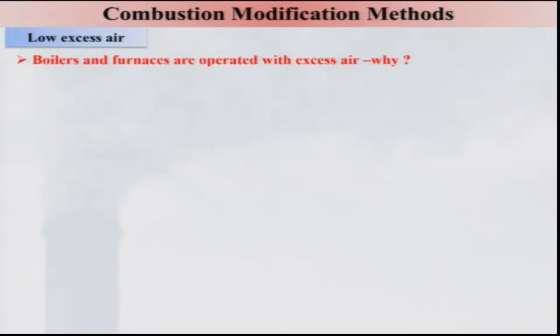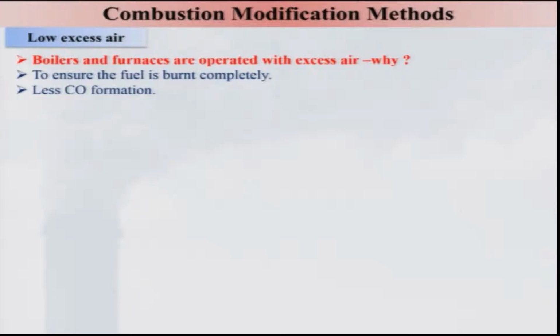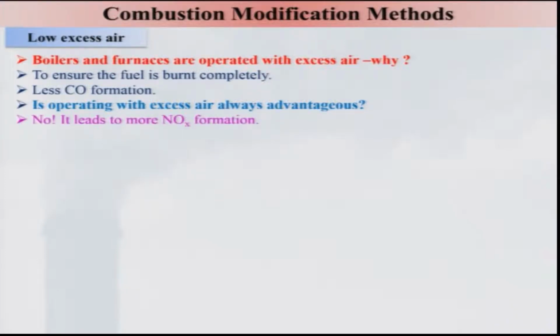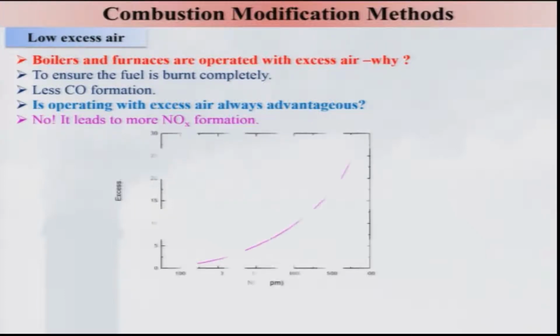Let us look at low excess air. Boilers and furnaces, as I told earlier, are operated with excess air because the fuel has to be burnt completely to have higher combustion efficiency and a low level of carbon monoxide, and that is why a large amount of excess air over stoichiometry is used routinely. Is operating with excess air always advantageous? Certainly not, because although the combustion efficiency gets enhanced, it leads to more NOx formation, which is a nuisance so far as air pollution is concerned.